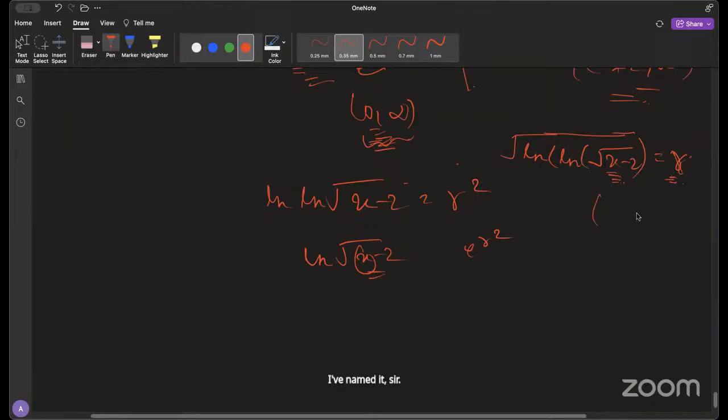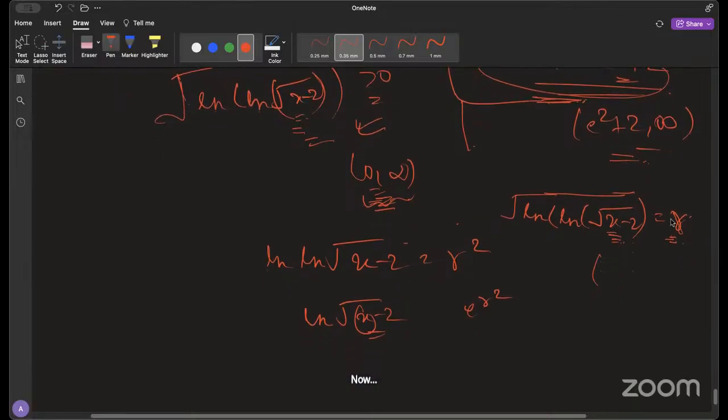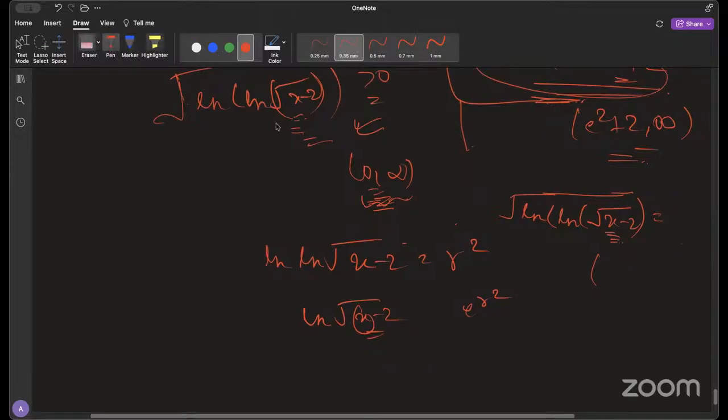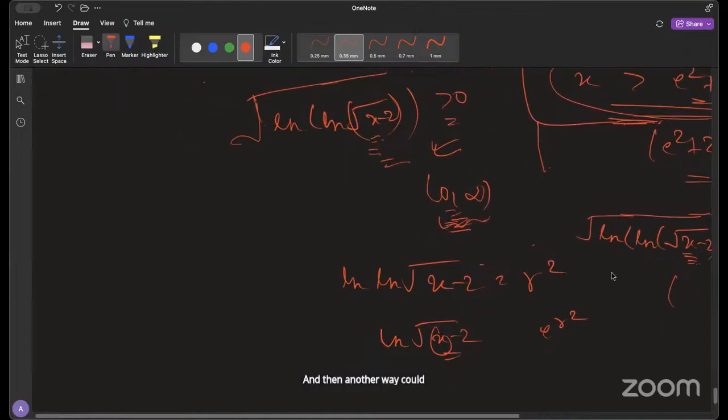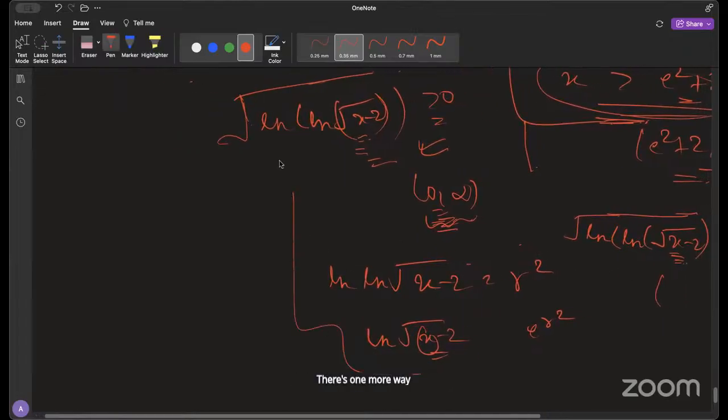Now, we know that this can't be negative. And also, if you take anything positive here, you will have negative, you can't have because there's a square root here. And then there's one more way to it, which is your natural log function takes all values from, you can just take it this way.